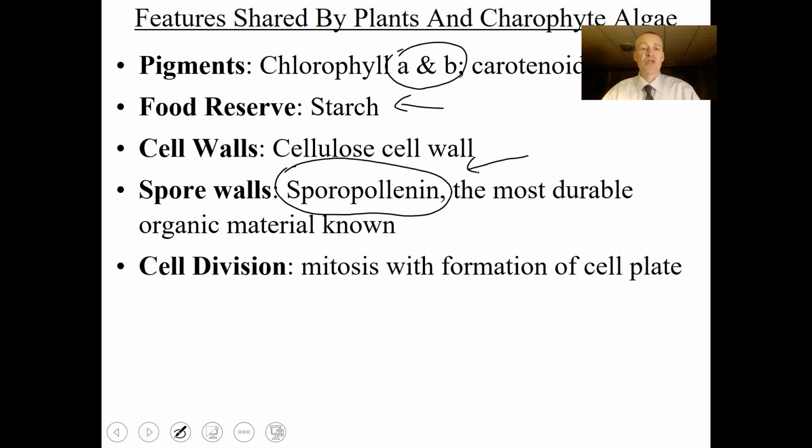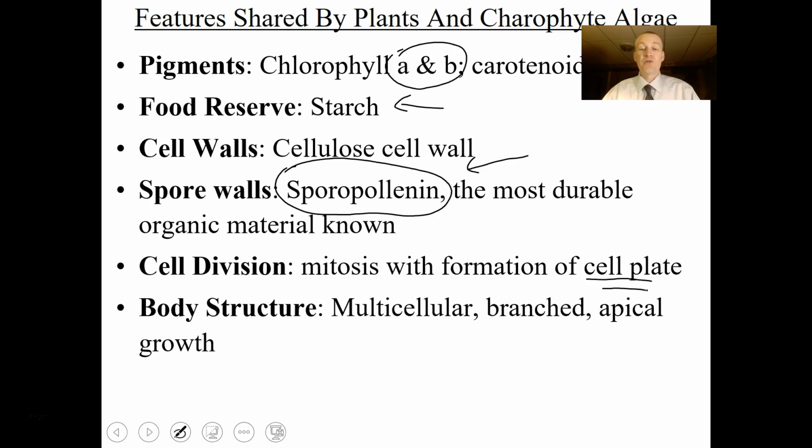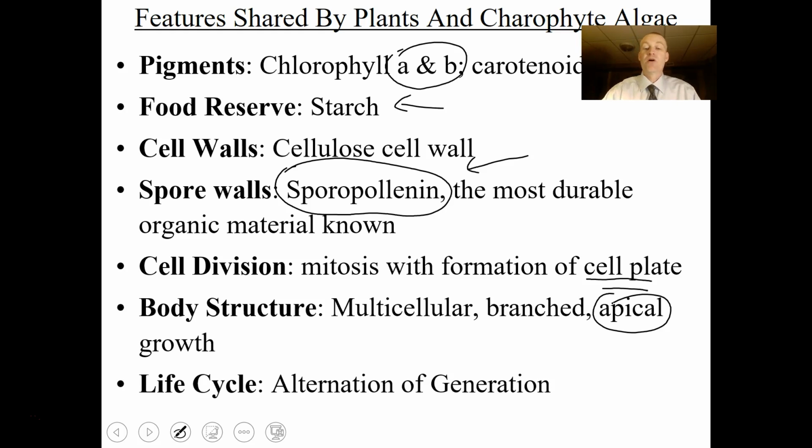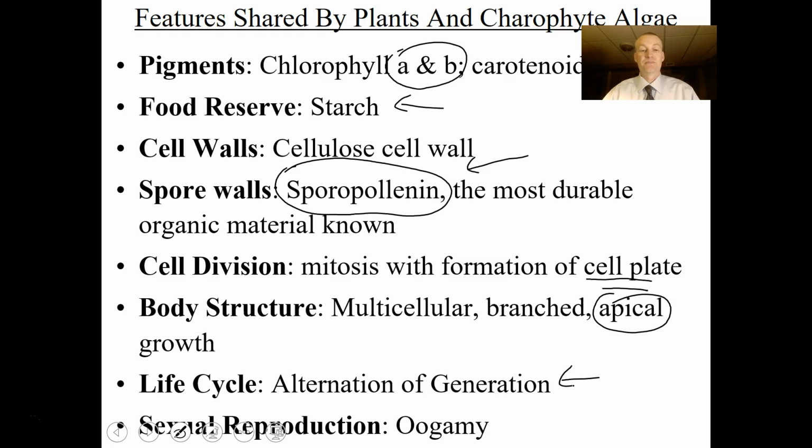So both charophyte algae and plants undergo mitosis, and in mitosis they form a cell plate. So that's a little bit different than how animal cells undergo cell division. They are multicellular, both of them. They have branched and apical growth, so they have growth from the root-like structures and all the way to the tips of the body of the organism. So they have apical growth from both ends. And both of them undergo the alternation of generations. And both of them do practice oogamy. This is where we use egg cells and sperm cells to undergo sexual reproduction.